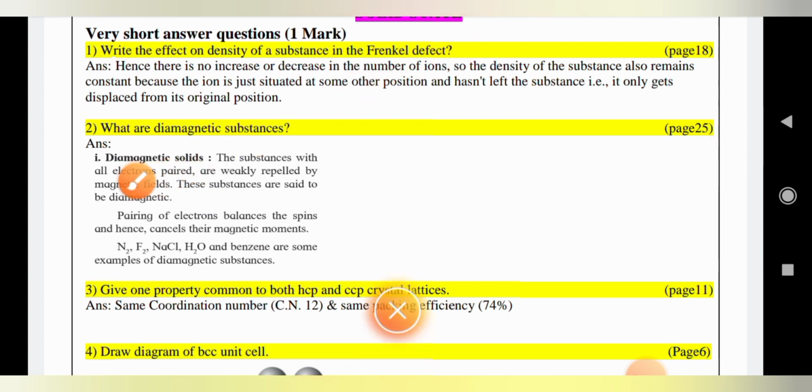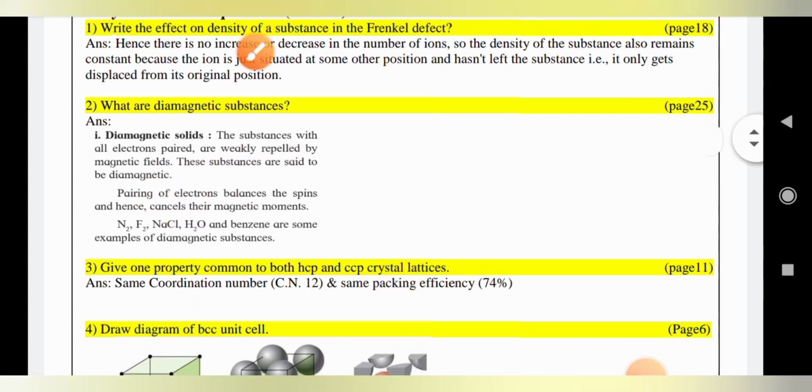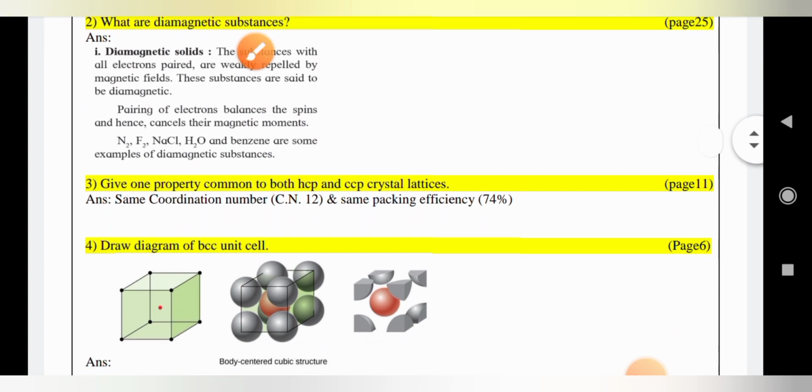Second question, what is diamagnetism? Diamagnetism is shown by a substance in which all electrons are paired, and it is repelled by the magnetic field. Such a substance is said to be diamagnetic, and the examples are N2, F2, NaCl, H2O, and benzene.